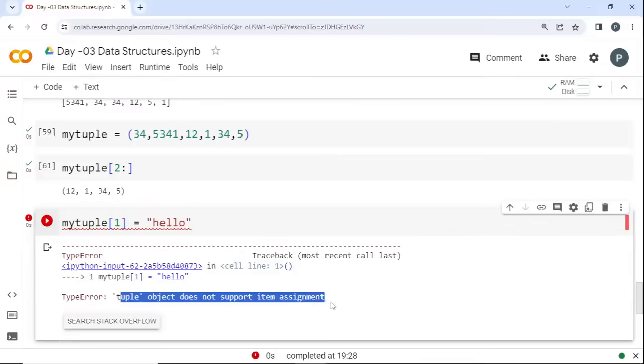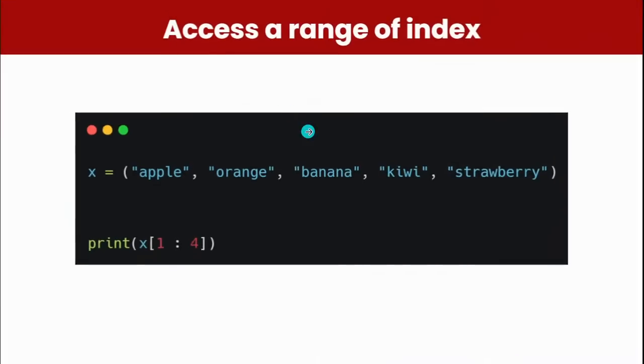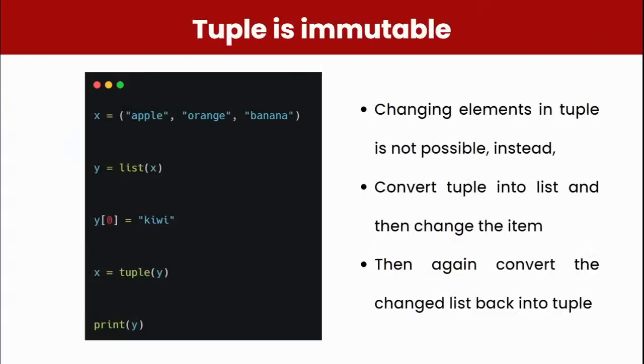It is immutable. I'll tell you the use case. If you want to store some things which should not change later, you can go and store it in a tuple. But in some places, if you want to change it, what you can do is convert a tuple into a list first. Okay, so I'll tell you how to do it.